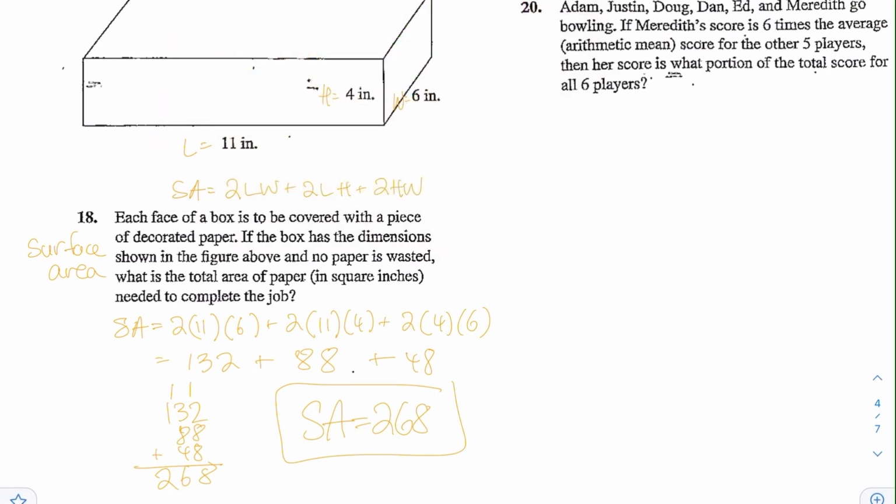So again, here the formula is what you can use. Remember, this formula actually comes from when you open up this net diagram, it turns into the shape, and then you just add each of these areas.